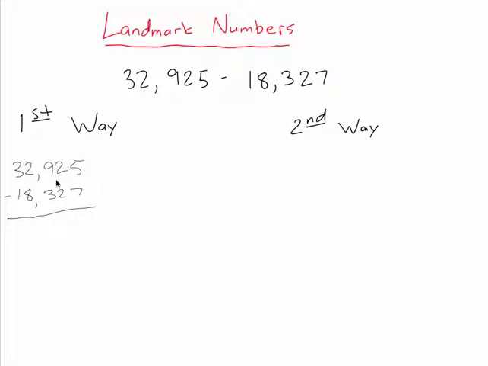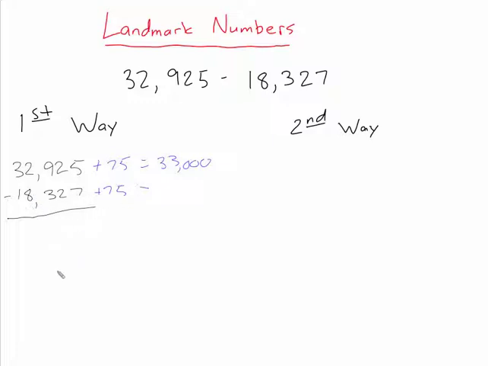Now for the first step, I'm going to look here and add to it 75. So if I add 75 to this number, I'm also going to add 75 to the number underneath. With adding 75 to the top number, I'm going to get a total of 33,000.